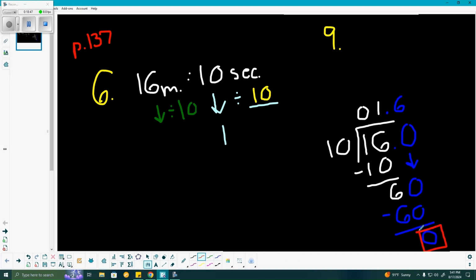Because I've now achieved an answer of 0, I look at my quotient. My answer is 1.6. So 1.6 meters per 1 second. That is the unit rate of how far the bird travels per 1 second.